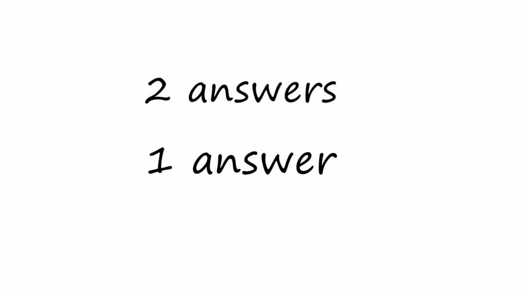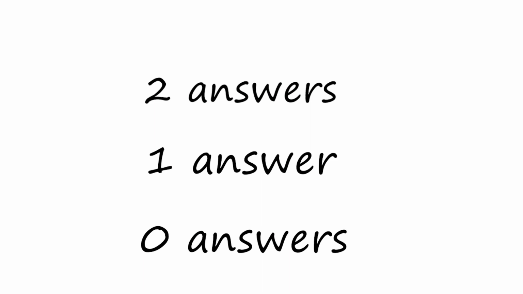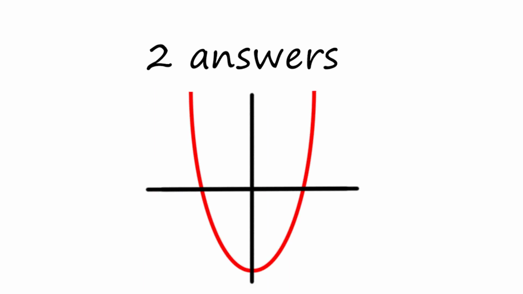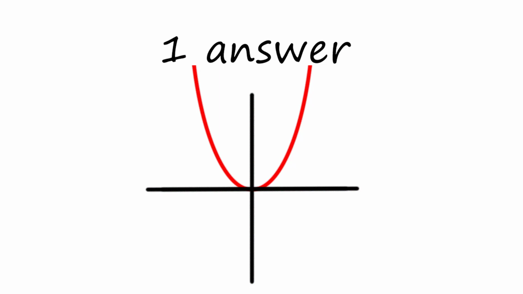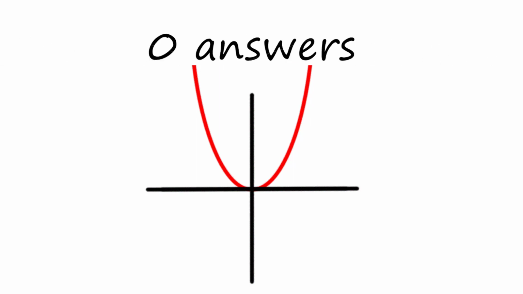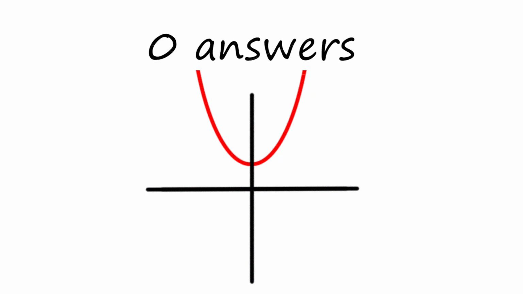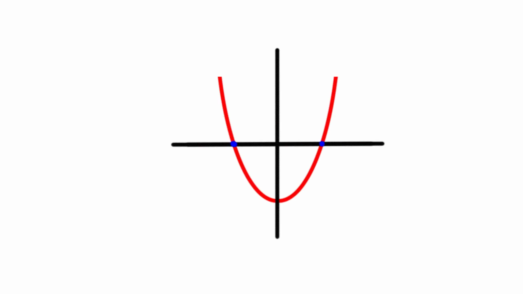Now, quadratic equations have 3 types of answers. Either there are 2 answers, 1 answer, or 0 answers. If there are 2 answers, that means that the vertex is below the x-axis. If there is 1 answer, that means the vertex is laid directly on the x-axis. If there are 0 answers, that means that the vertex is above the x-axis. The answers to quadratic equations are called roots. These are the points where the parabola intercepts the x-axis, which is why in standard form, y is 0.